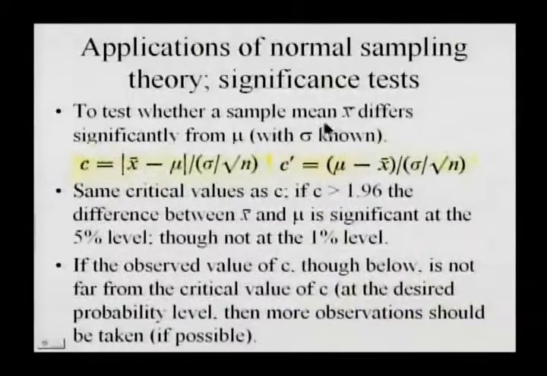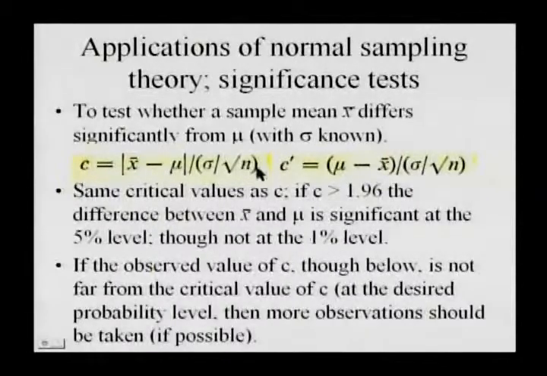So to test whether a sample mean differs significantly from mu, the critical values for the two-tailed and the one-tailed tests are shown here, the same critical values as C. If C is greater than 1.96, the difference between sample mean and mu is significant at the 5% level, though not at the 1% level. So we'd have to reach the higher critical value to be at the 1% level.